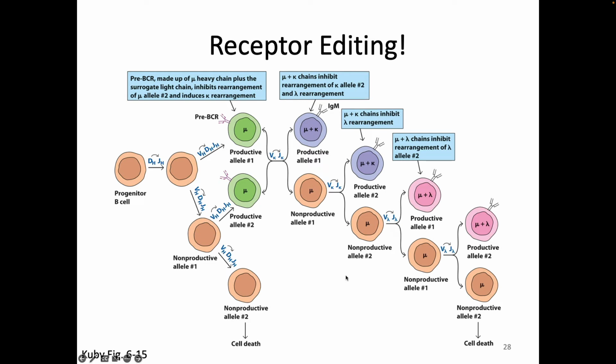So again, like I said, this is why we deal with the cell, we don't necessarily kill the cell, because one really nice option for the cell is to receptor edit.